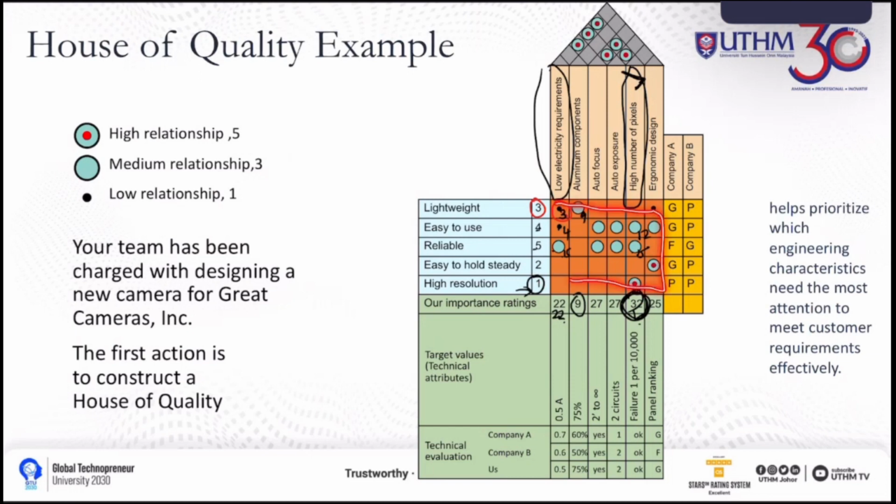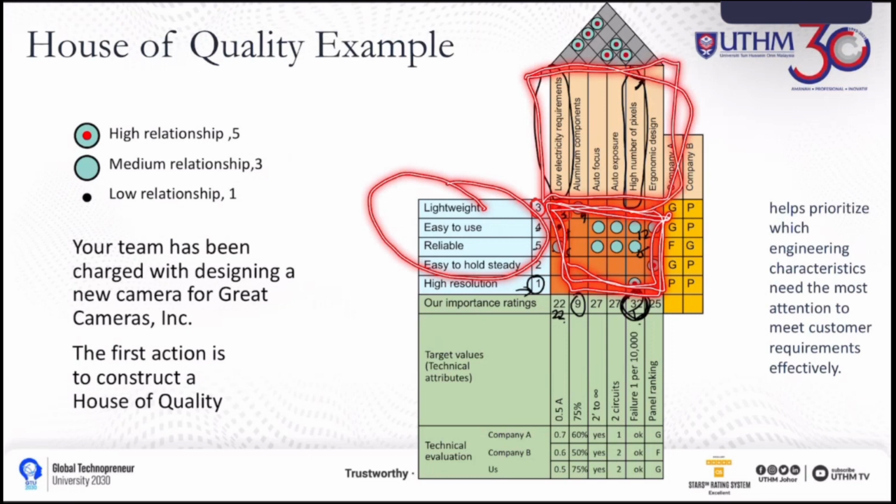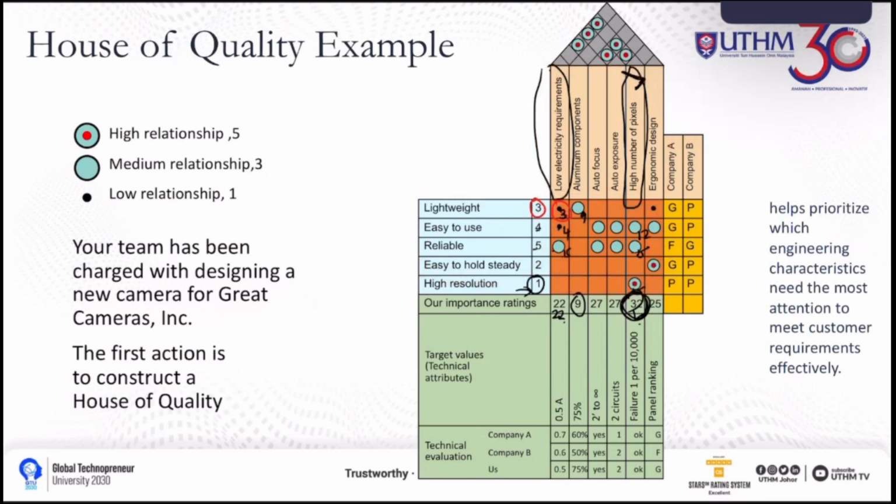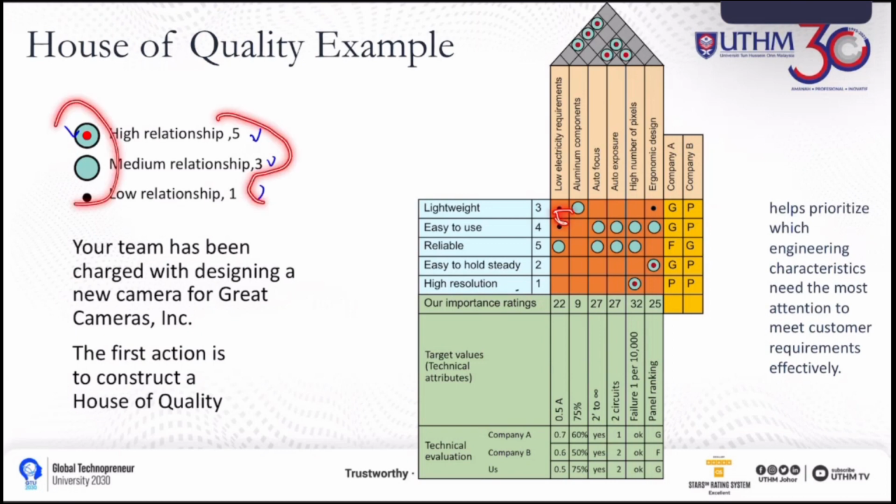On the middle of the house is actually the relationship matrix between what the customer wants and how to satisfy the customer wants here. So there is a relationship between these two. We can see from this example that they put the relationship based on the values 5, 3, and 1, which is a higher relationship with the symbol. For the house of quality, it doesn't matter whether you put the value instead of the symbol, or you use the symbol. It's up to the type of house of quality you want to make.